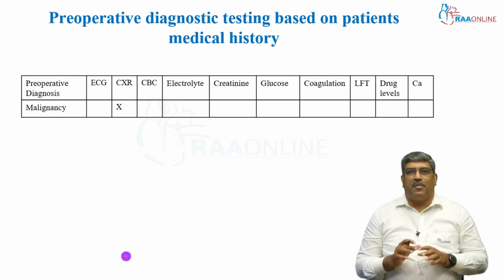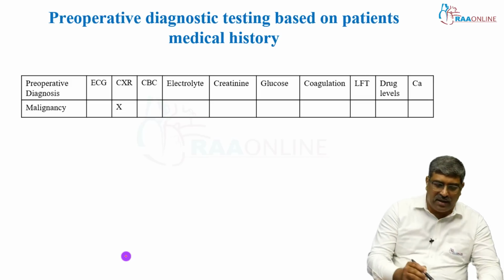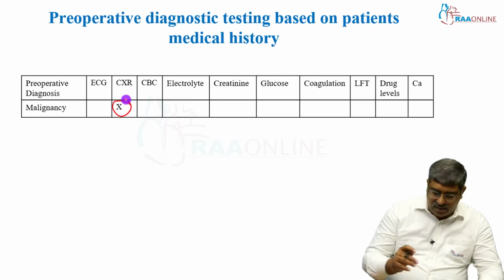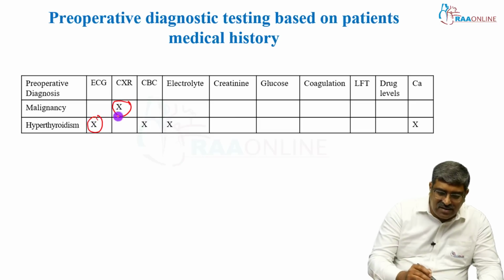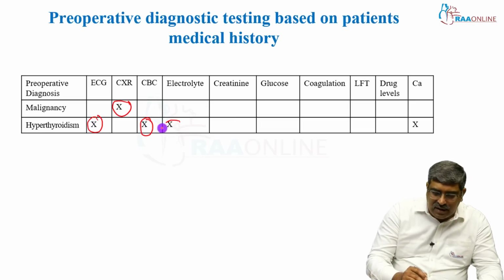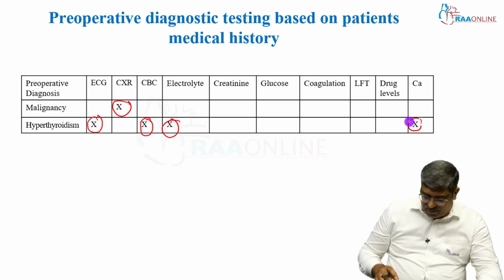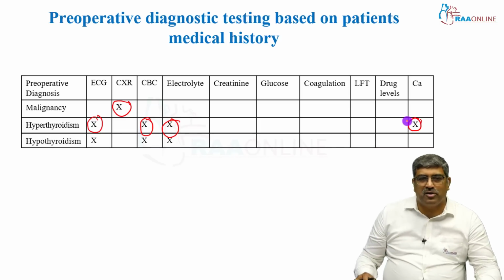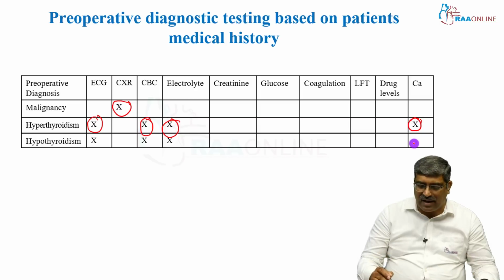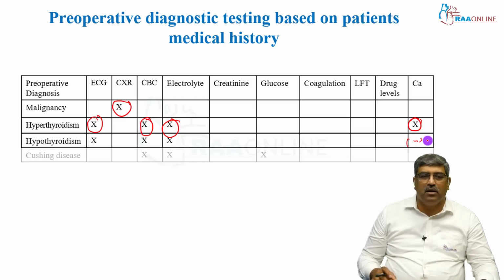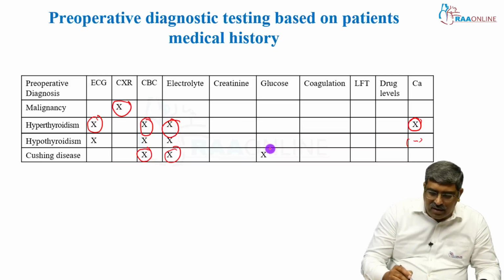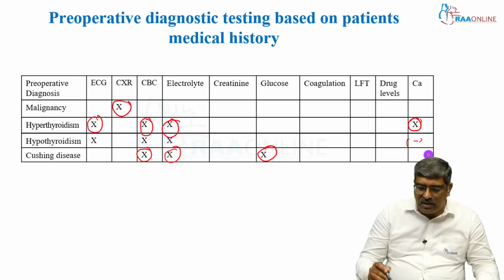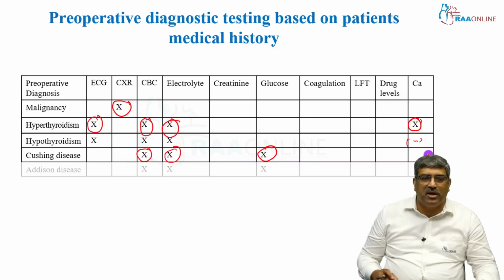Coming to some other specific conditions, malignancy, you need a complete blood count. Hyperthyroidism, you need ECG, complete blood count, electrolytes and your calcium level. Hypothyroidism is similar except that calcium may not be required. Cushing disease, you need complete blood count, electrolytes, glucose. They are prone to diabetes mellitus, so you have to do a blood sugar.